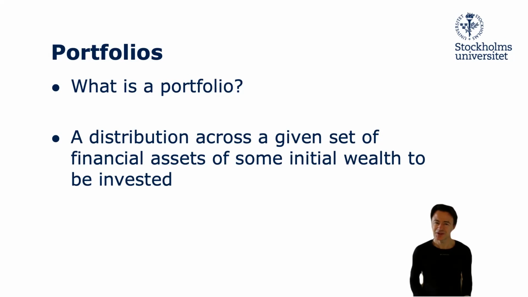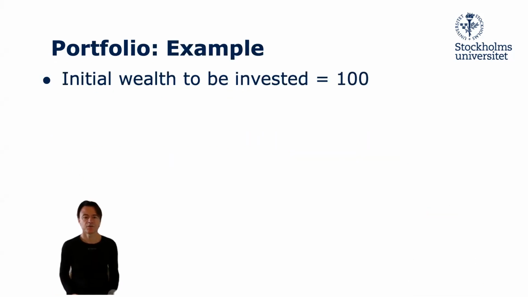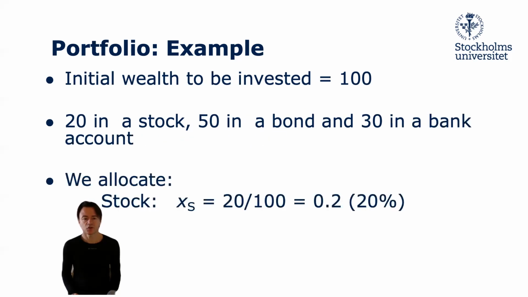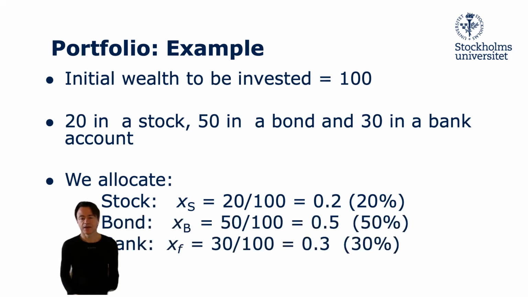If this sounds to you a bit scary, let us illustrate the definition with an example so that you do not panic already. Suppose we would like to invest an amount of 100 monetary units where we have decided to put out of those 100, 20 in a stock, 50 in a bond, and 30 in a risk-free asset. That is your bank account or a treasury bill. This means that a proportion of 20 out of 100, that is 0.2, will be invested in the stock, 0.5 will be invested in the bond, and 0.3 will be invested in the risk-free asset.